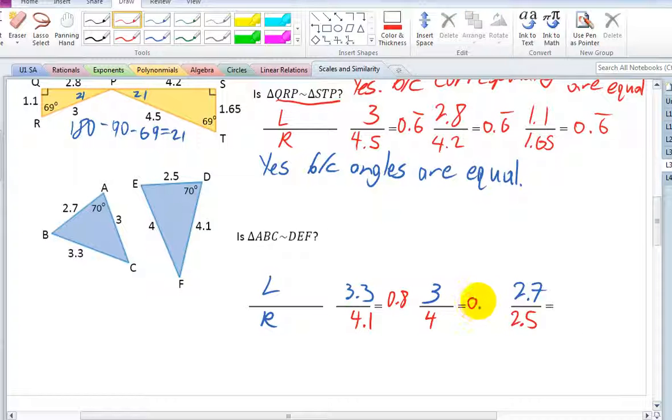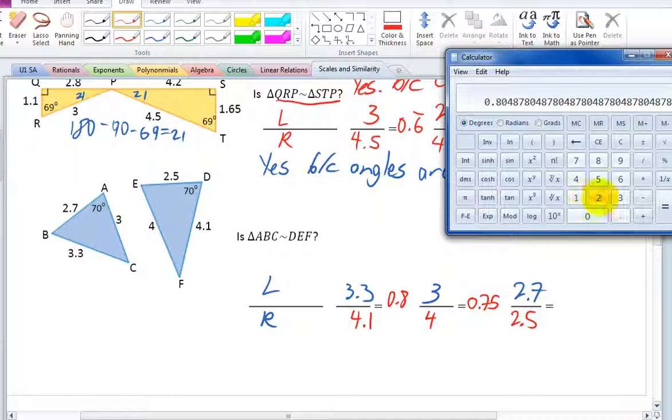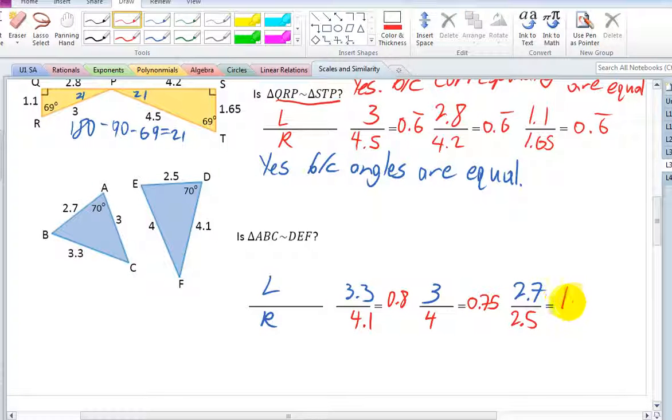Three divided by 4. Hope you don't use your calculator for that one. It's 3/4. But I'm sure you used it anyways. And the last one's like way off. Are these triangles similar? What's the reason? No. Yeah, because corresponding sides are not equal.